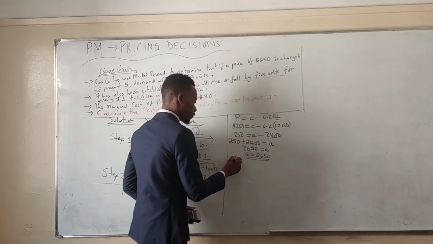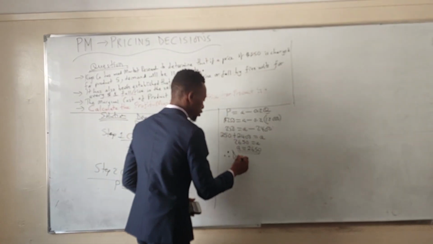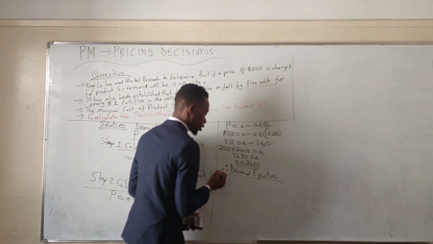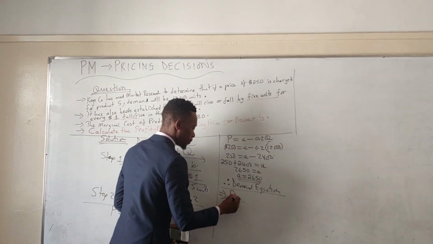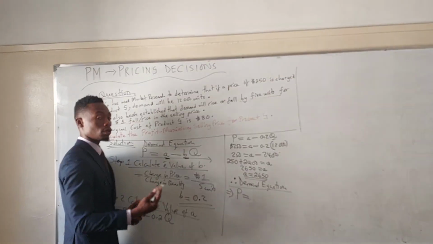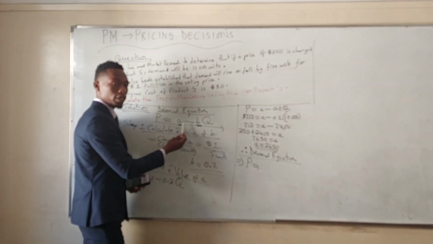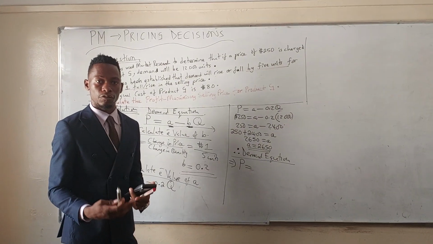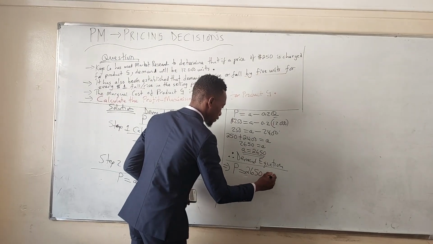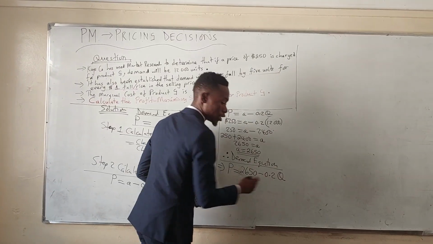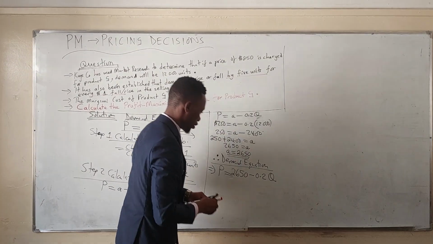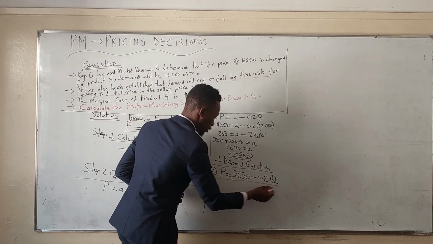Right. So therefore, the demand equation, guys, what will it be? We'll say P is equal to, so guys, this is our demand equation. What was happening is, we didn't have the value of A and B. We now have the value of A and B. So what is the value of A? 2,650 less 0.2Q. That's the demand equation.